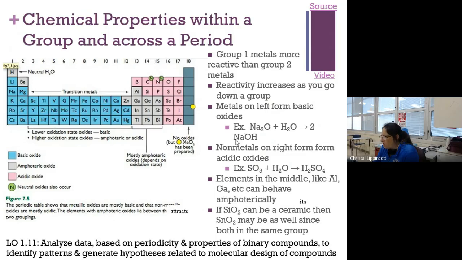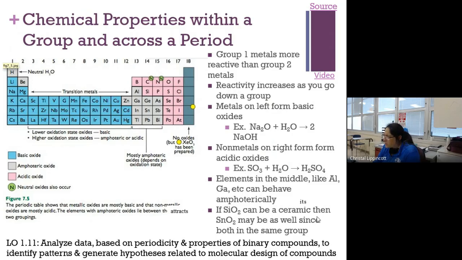Metals on the left form basic oxides. So you're going to form sodium oxide, plus water is going to give you sodium hydroxide. Non-metals on the right form acidic oxides. So they're going to form acids. Metals in the middle, like aluminum and gallium, can be amphoteric. So amphoteric means that they can form either acids or bases. Like water is amphoteric. It can form either an acid or a base depending on its condition.